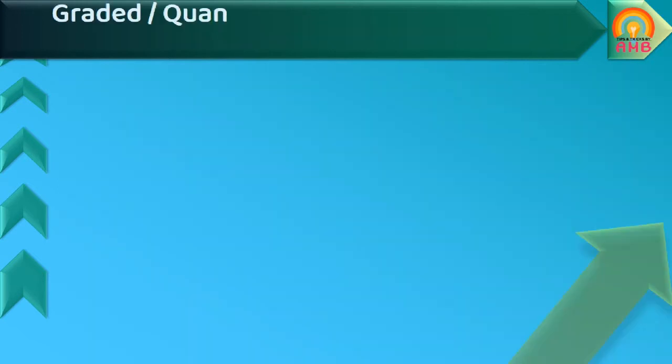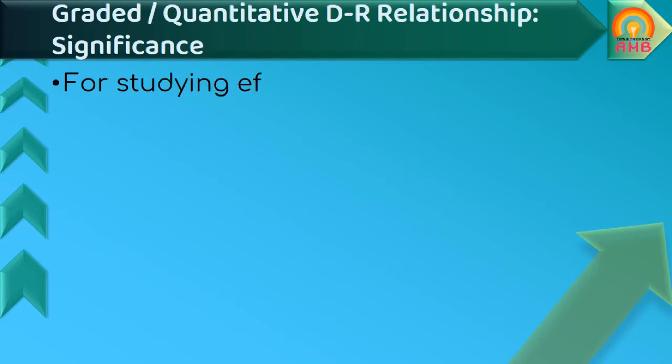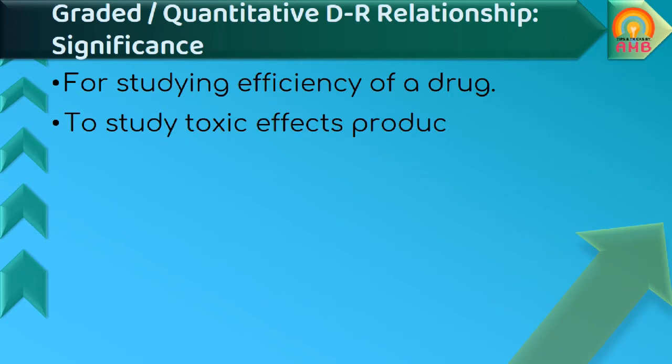Now we will discuss the significance of graded or quantitative dose response relationship. This type of relationship is useful for studying the efficacy of a drug. It is also useful to study toxic effects produced by toxic substances.